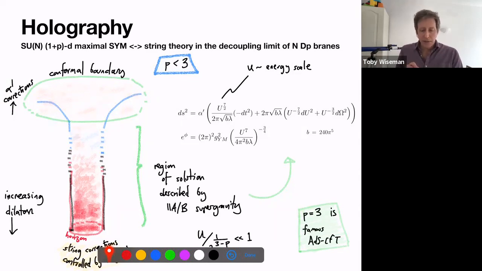So the idea is that if you are at large N, you may have a region down here where it's well described by 2A or 2B supergravity. But if you go near the conformal boundary, it won't be, because of alpha prime corrections. And you can, as I'm sure you're all very well aware, write down explicit metrics for this effective decoupled geometry. And the p equals 3 version, of course, is the famous AdS5 cross S5.